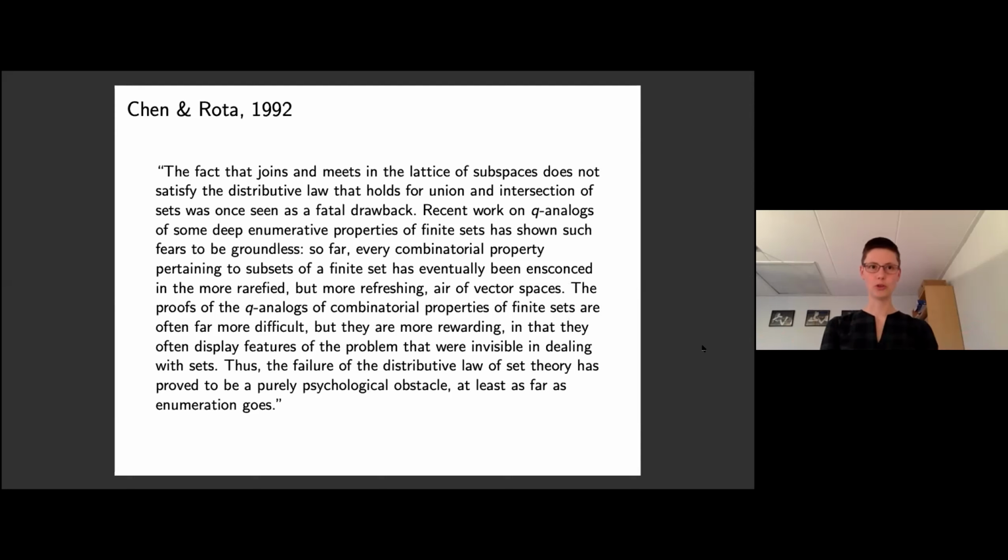I think this is a brilliant quote. I mean, I think nowadays I wouldn't even dream of writing something like this in my introduction, but I think it really encapsulates some of the problems and also some of the maybe slightly naive ideas that we can overcome all the problems. I do like that the air of vector spaces is more refreshing.